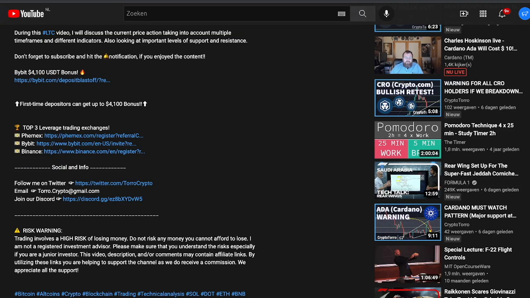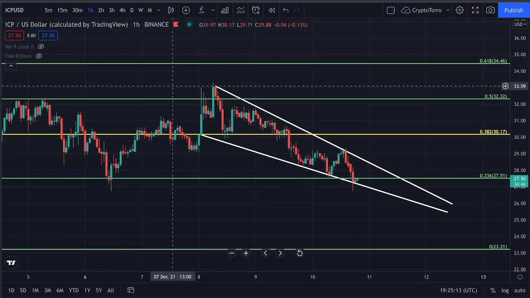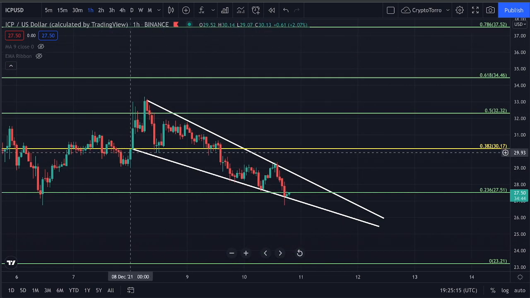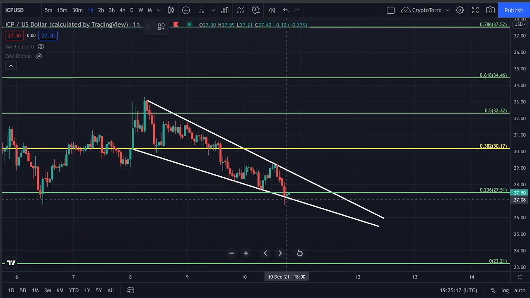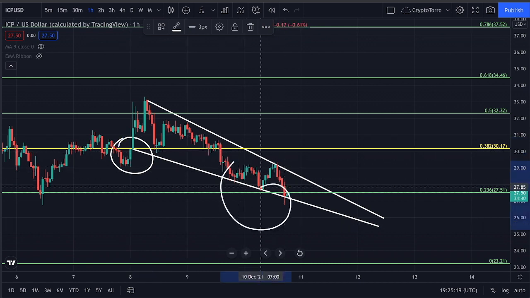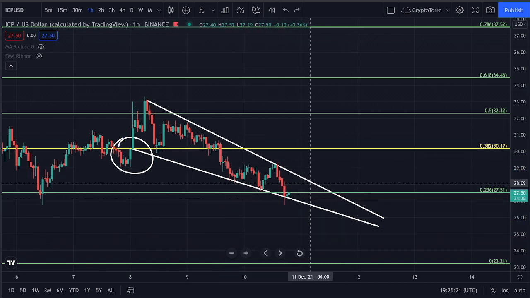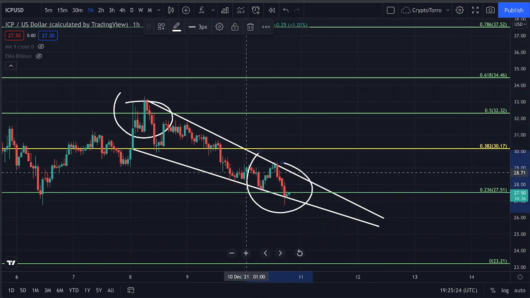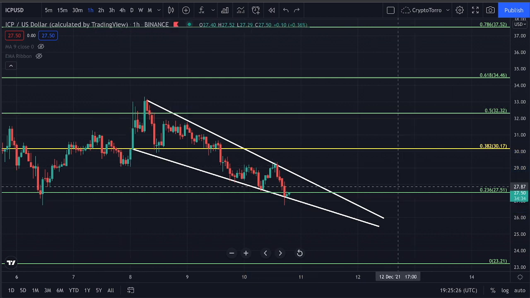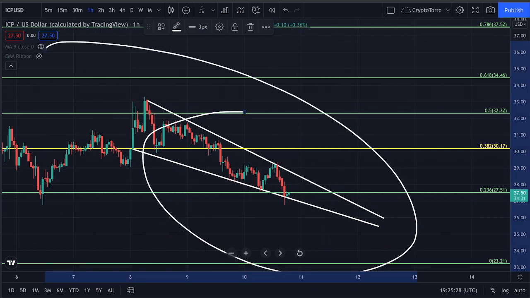So let's get started on Internet Computer. What we can clearly see right now is that on the 1 hourly time frame, we are forming this falling wedge pattern. We have seen already multiple touch points on top of this descending support, and we have as well seen multiple touch points below this descending resistance. Therefore, this is a confirmed pattern on the 1 hourly time frame.